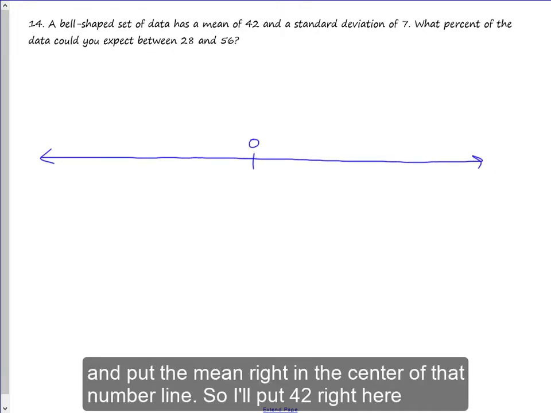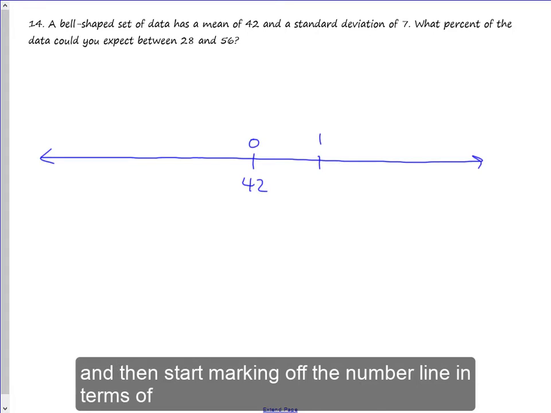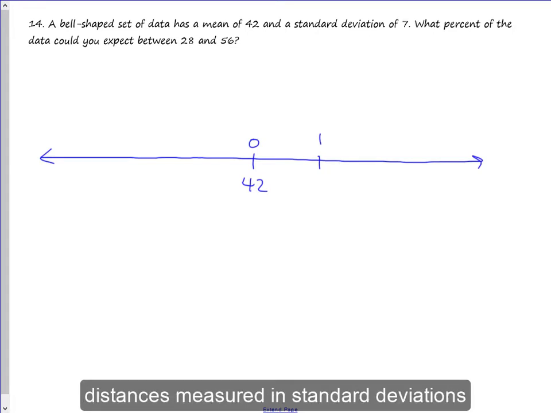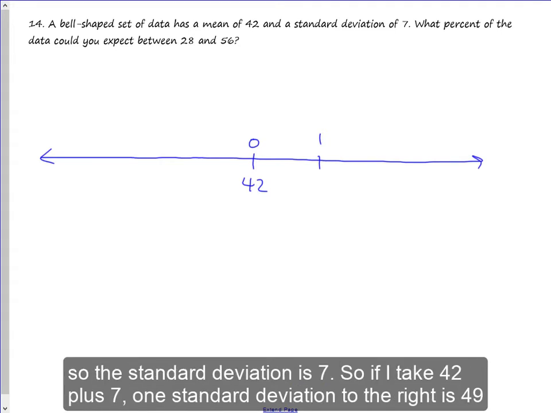Well, one of the easiest ways of solving this is to draw out a number line and put the mean right in the center of that number line. So I'll put 42 right here. And then start marking off the number line in terms of distances measured in standard deviations. So the standard deviation is 7.